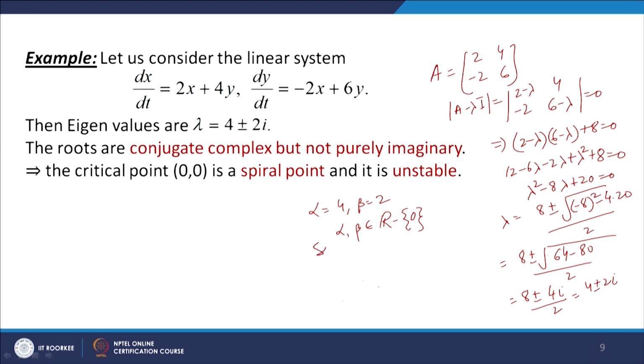Since alpha is greater than 0, the critical point at (0, 0) is a spiral point and it is unstable. So we get that (0, 0) is a spiral point and unstable.